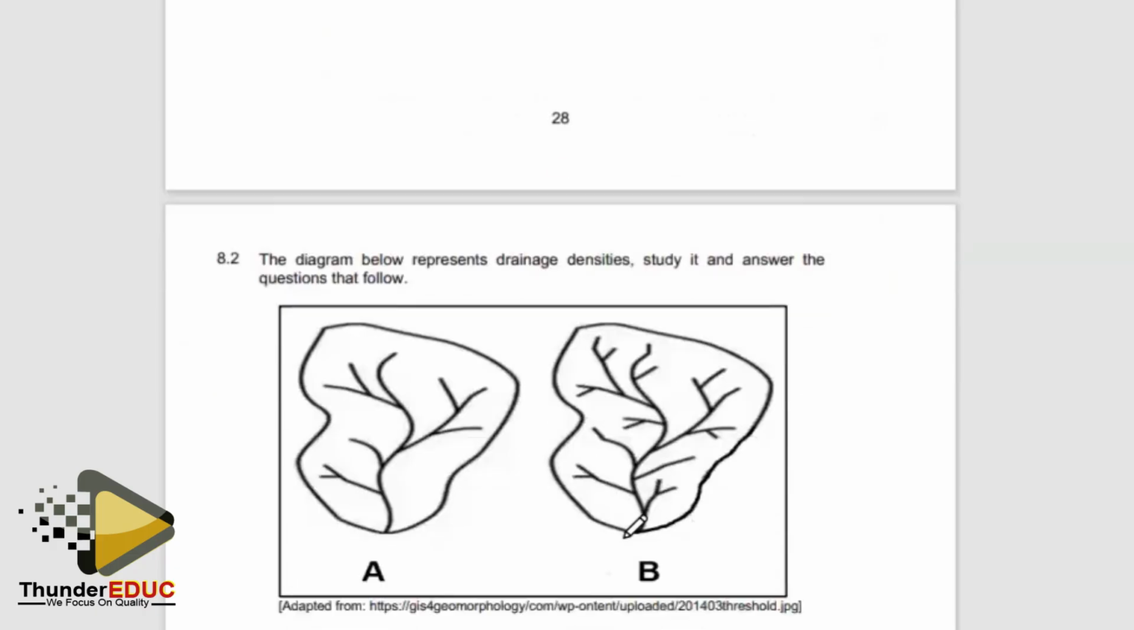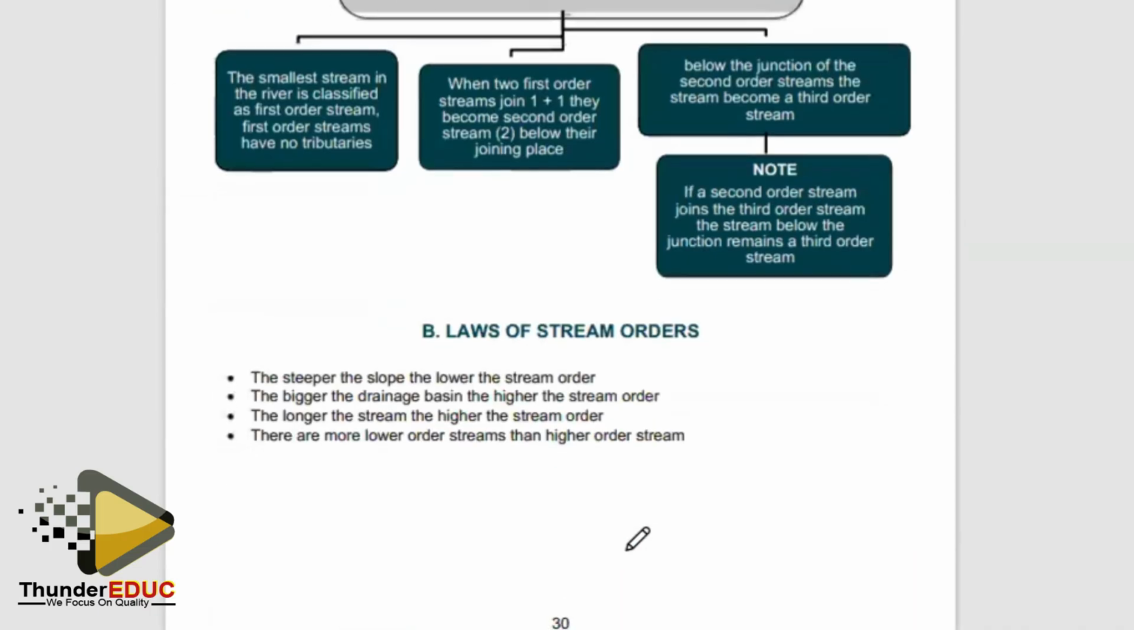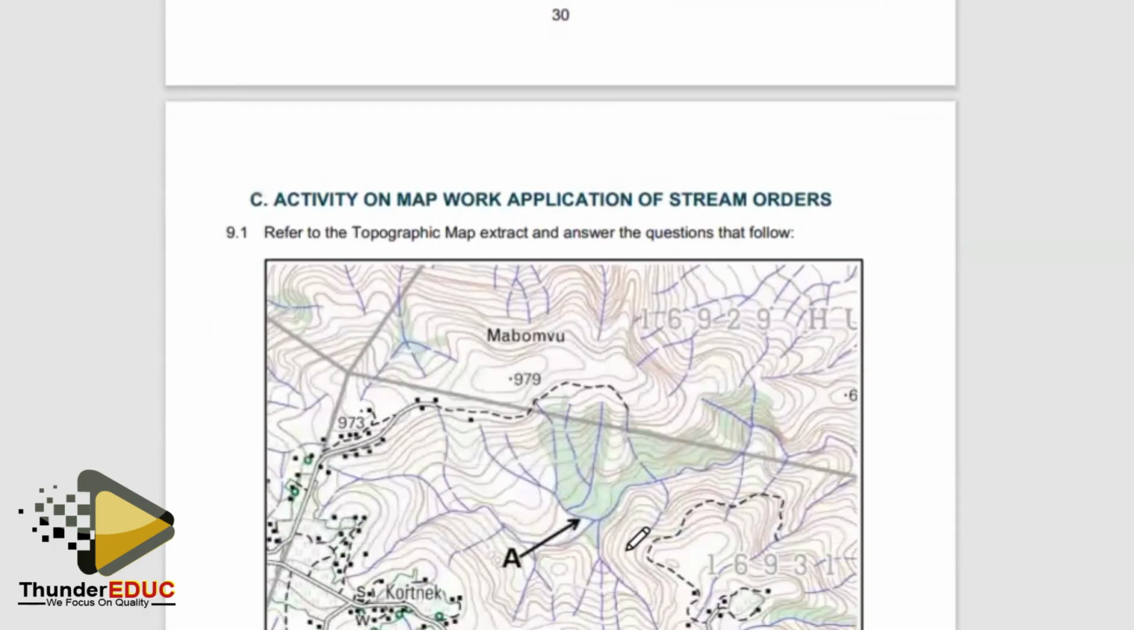Right. The diagram below represents drainage densities. That is density, a simple question. When you get such a question, always remember the number of streams in the drainage basin. Then you will figure out how to answer the question. Right, let's go to stream ordering.